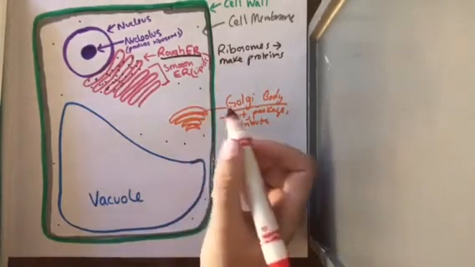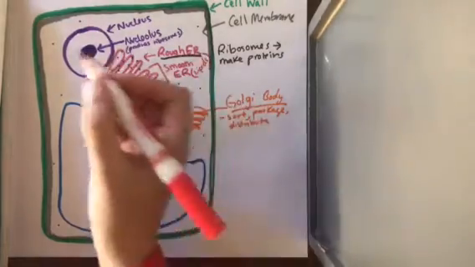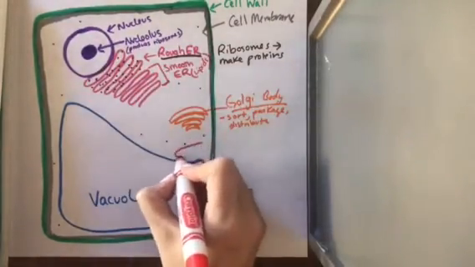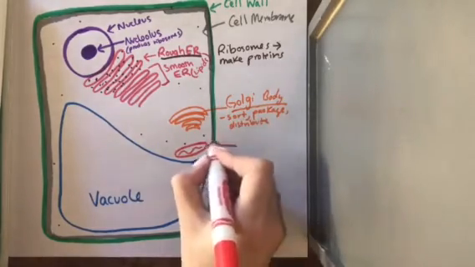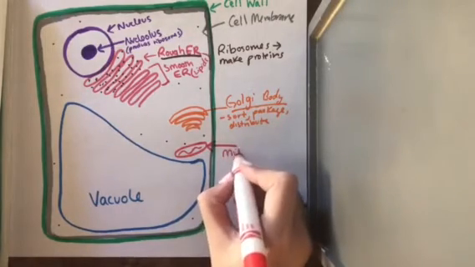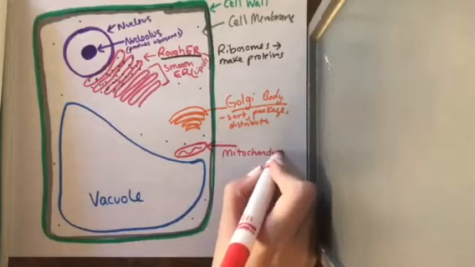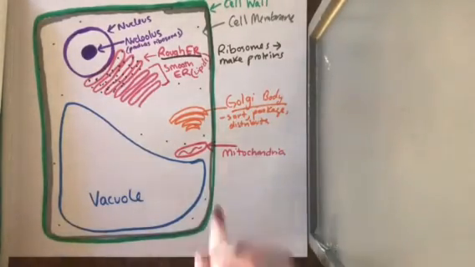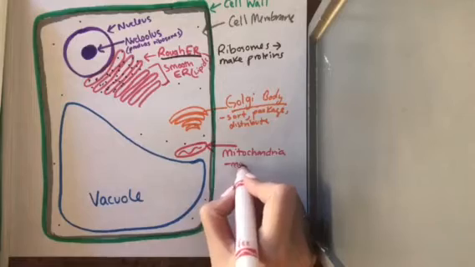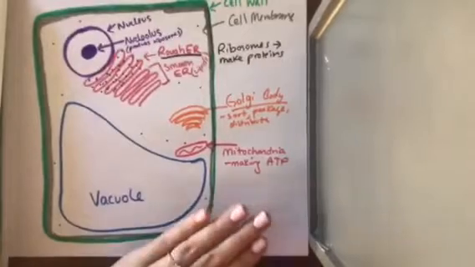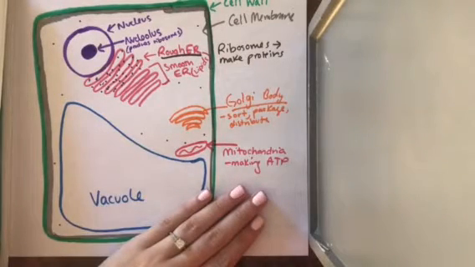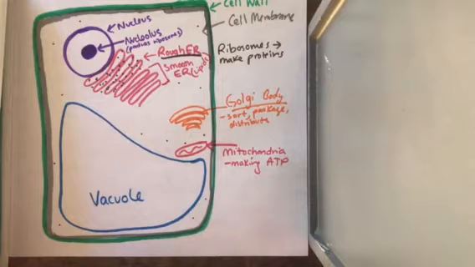You will see these in plant and animal cells. Usually they have a little squiggle in it. This is called a mitochondria. And the mitochondria is responsible for making ATP. So mitochondria is super, super important because this is what is going to make that ATP. And the ATP is energy for the cell. So without mitochondria, you're not going to have any energy in that cell. Super important for making ATP.